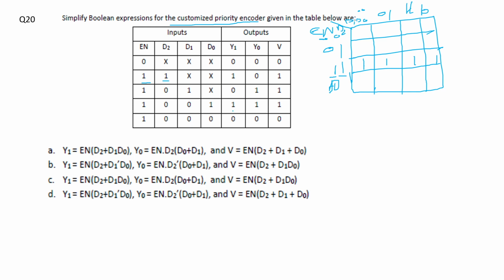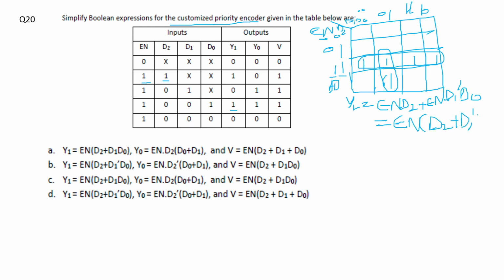And then we have y1 is 1 when this is en and d1 is 1 0 and this is 0 1. So now solving it, we can solve it like this and this. So we have y1 is equal to, this will be en and d2 simply, and this pair will give me the term en, d1 complement d0. So my reduced expression for y1 will be enable d2 plus d1 complement d0.